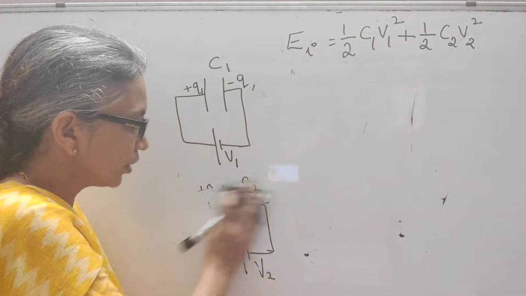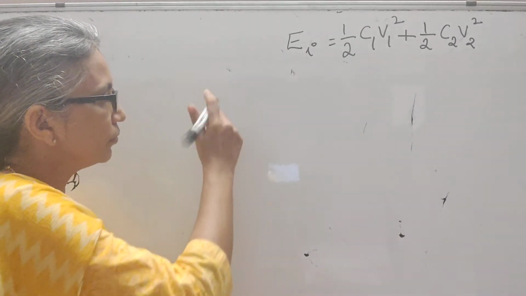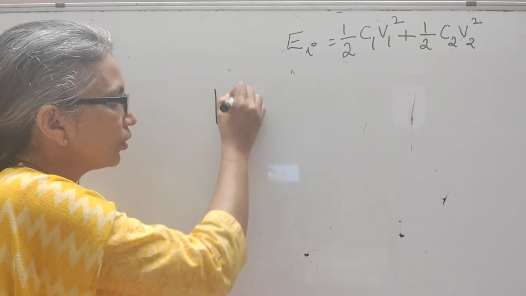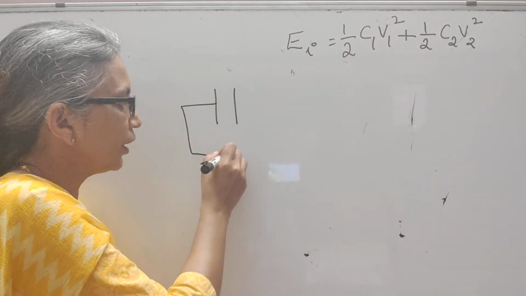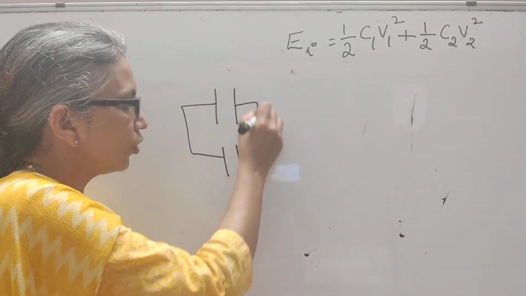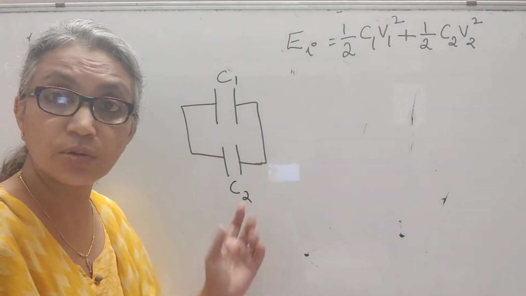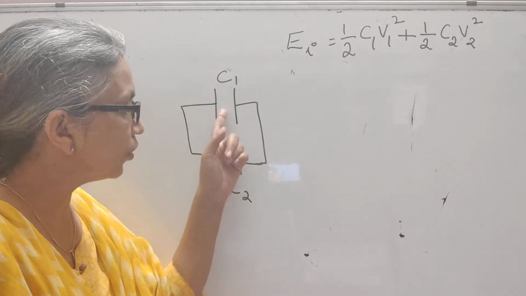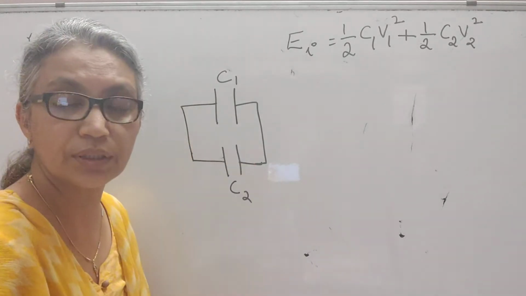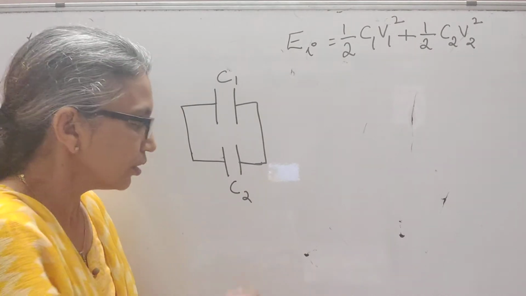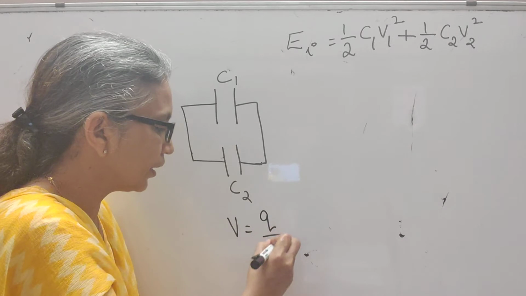After that, what you do is, you disconnect the capacitors and connect the two. They have both been charged to Q1 and Q2. Now you connect the two in parallel. C1 and C2 will now be connected in parallel like this. Now when you connect them in parallel, they both must have the same voltage. They cannot have different voltages because they are now in parallel. So you know that V equal to Q by C.